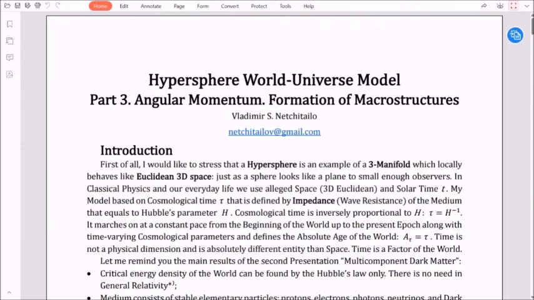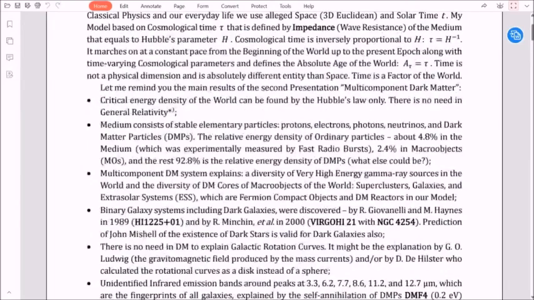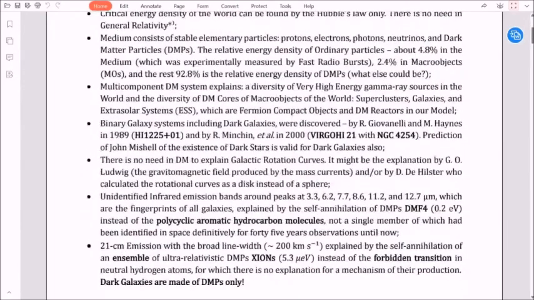Let me remind you of the main results of the second presentation, multi-component dark matter. The critical energy density of the world can be found by Hubble's law only. There is no need for general relativity. The medium consists of stable elementary particles: protons, electrons, photons, neutrinos, and dark matter particles. The relative energy density of ordinary particles is about 4.8% in the medium, which was experimentally measured by fast radio bursts, 2.4% in macro objects, and the rest, 92.8%, is the relative energy density of dark matter particles.